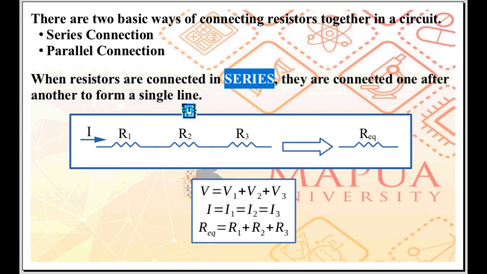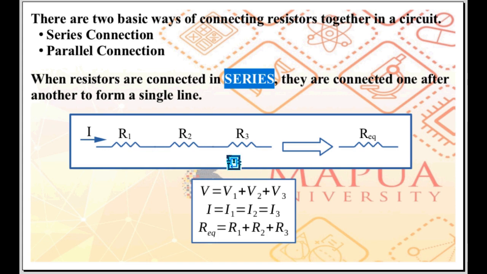Let's say we have three resistors, R1, R2, R3. We connect them one after the other to form a single line. These resistors are connected in series. Say that we let a current I enter the resistors in series. So the current will pass through R1, will pass through R2, and will pass through R3. We have current I1, current I2, and current I3.